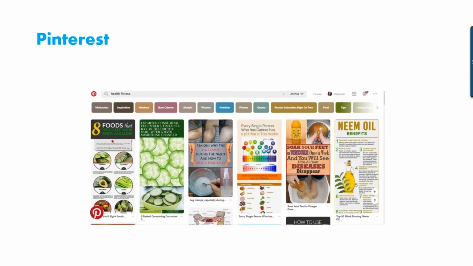Now, Pinterest is another social media platform that we might not often think about in terms of health and medicine, but if you are a member of Pinterest, you will know that that social media platform is used for curating information and often very visual information about particular issues that people are interested in. They create boards.